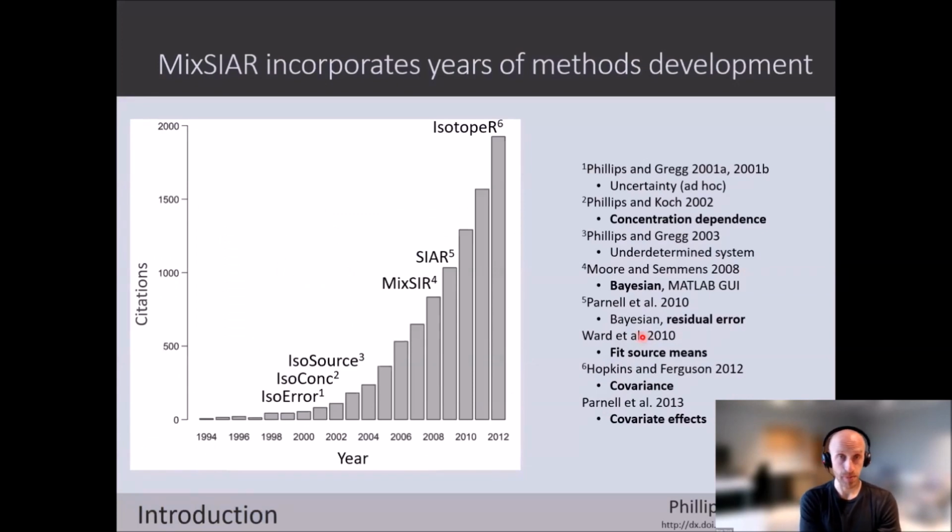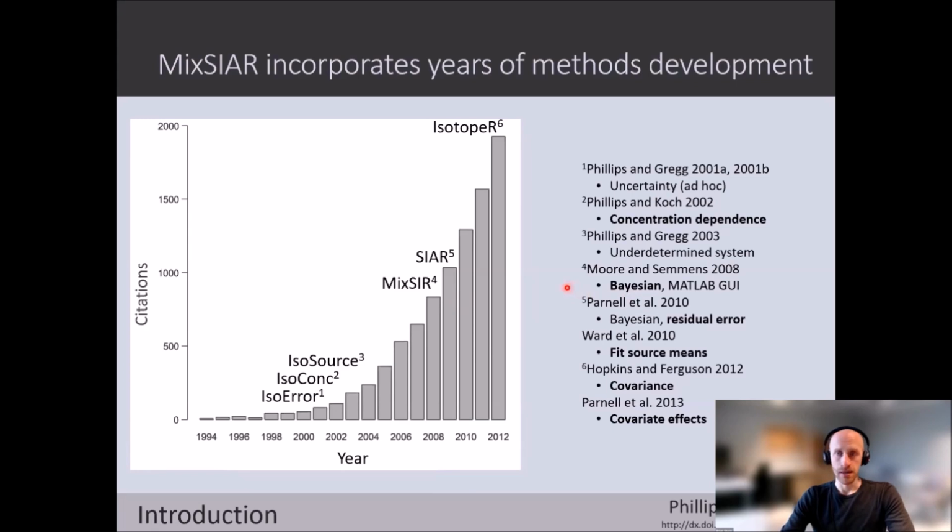The idea behind this MixSIAR package is it incorporates several years of methods development that are building on each other. The first one, in 2001, was a model called ISO-AIR that incorporated in an ad hoc way some uncertainty in these proportion estimates. Then the next year, Don Phillips published a bunch of these methods improvements, and added concentration dependence, which is admitting that the percent of carbon and nitrogen may differ between the various sources. And that kind of warps the mixing polygon. In 2003, they came up with isosource. In 2004, this was the first Bayesian model, called MixSIAR. It was written in MATLAB.